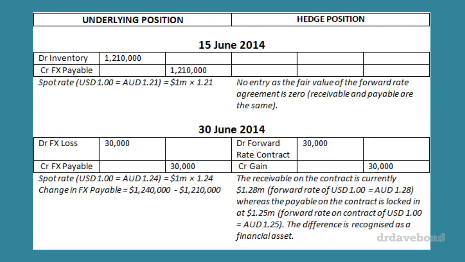When you set the hedge up, there's no entry here because as we worked out in the previous slide, 1.25, 1.25 gives you 0. There's nothing to show. This is then when it turns into 1.28 to 1.25, gives you $30,000. So the receivable is currently 1.28, the payable is 1.25. The difference is recognized as a financial asset because for Alan, he is now going to exchange financial assets and he is in a favorable position. You are looking okay at that point in time.